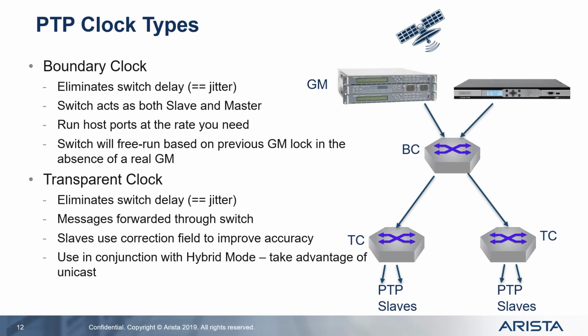So with all these messages that are floating around the network, there must be a way to actually prevent this from damaging the network, or a way to just prevent these messages from really propagating at all. So for that, we're going to be looking at the different PTP clock types. So there's a boundary clock and a transparent clock.